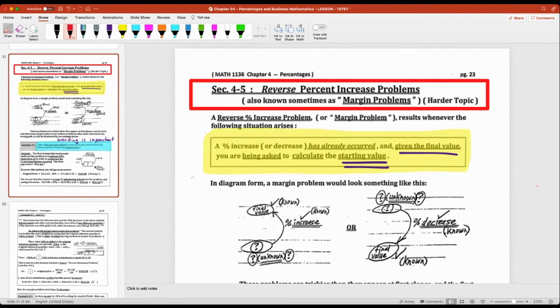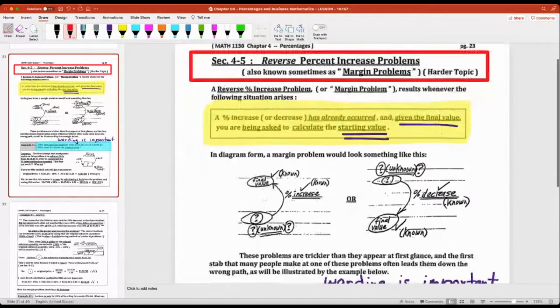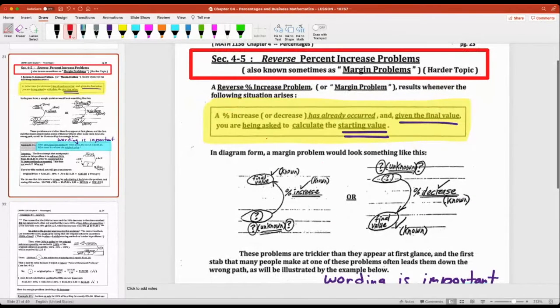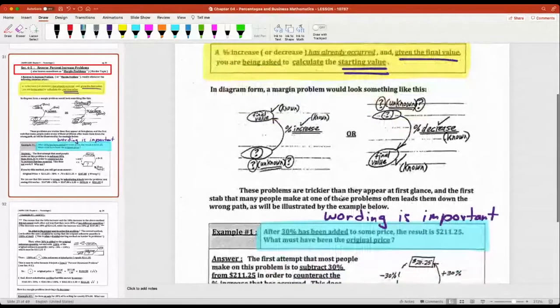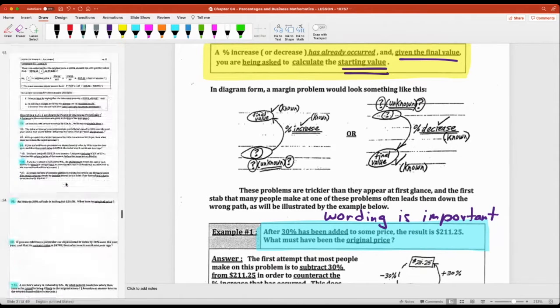So that's the kind of question we're talking about here: what was the original price before a percentage was applied. There are some schematics here that the author uses, which are really cool, and you can read through the book again. But the key thing is that wording is so important here. You need to pay attention to the question, because if I give you a question like this on the test, I'm not going to tell you if it's the final price or the initial price. Well, I will tell you, but you have to remember that it's a reverse question, which is a little bit trickier than the original questions we were doing on Wednesday.